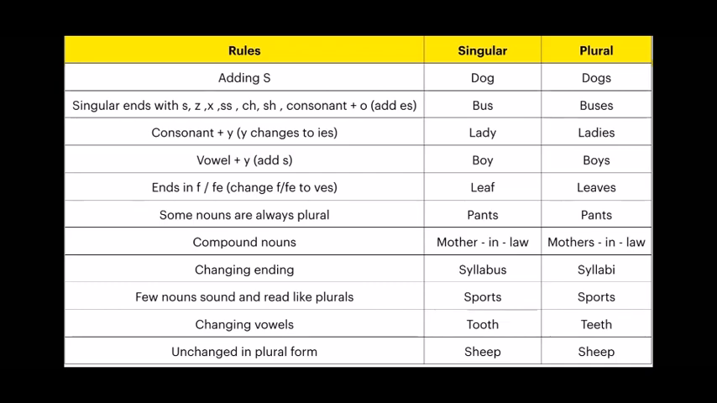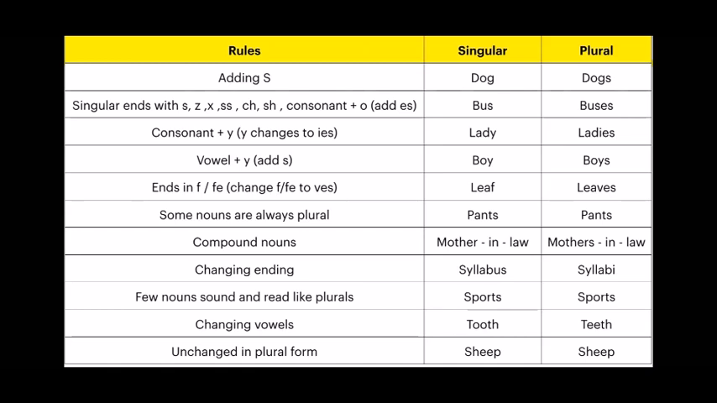Now in some cases, the plurals are formed by changing the ending. So like in this example, we have taken syllabus in singular. To make it into plural, we remove US and we add I. We make it syllabi. Few nouns sound and read like plurals. For example, sports. In singular as well as in plural, we use sports.